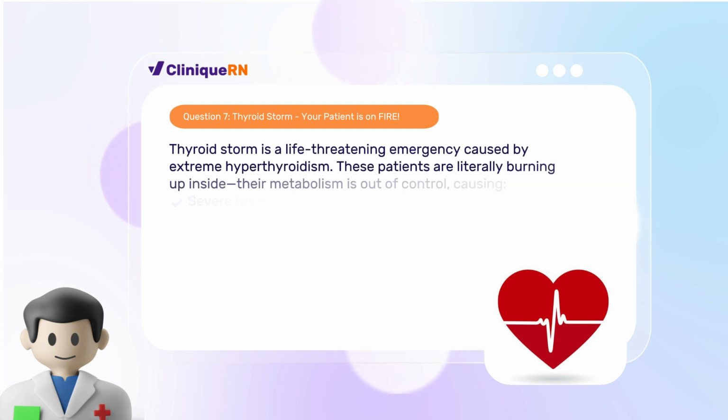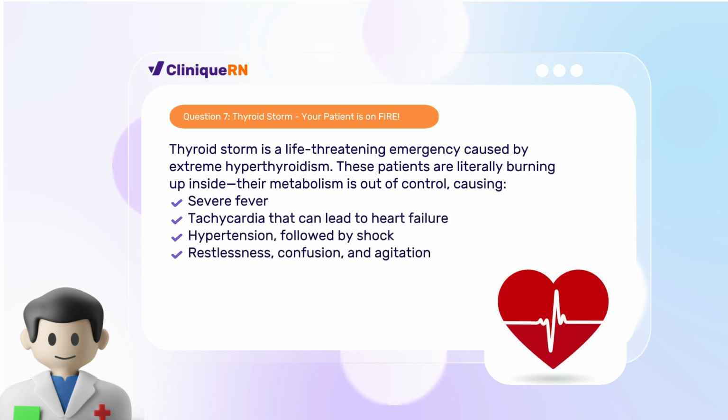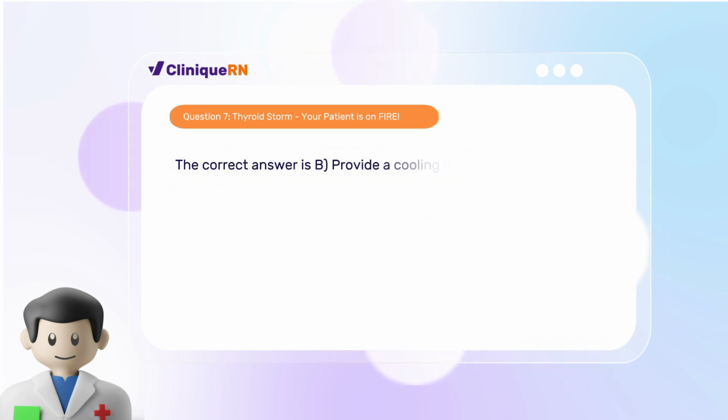Let's break it down. Thyroid storm is a life-threatening emergency caused by extreme hyperthyroidism. These patients are literally burning up inside. Their metabolism is out of control, causing severe fever, tachycardia that can lead to heart failure, hypertension followed by shock, restlessness, confusion, and agitation. The correct answer is B.